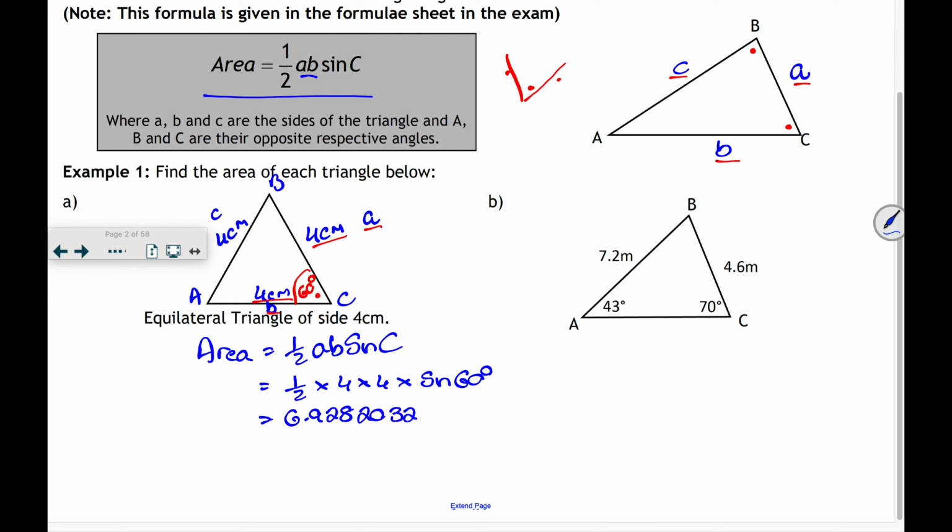And that will give me 6.92820323, which will be approximately 6.93 square centimetres to 2 decimal places. Okay.